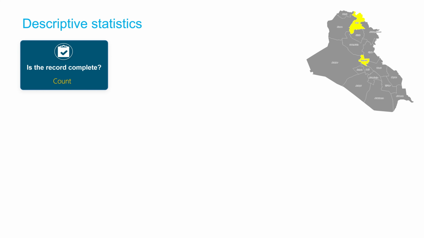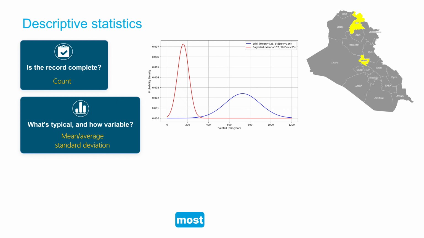To describe the datasets, there are some typical descriptive statistics which tell you a lot about the data. First, investigate if the record is complete. The count tells you how many observations you actually have. Gaps, particularly if they occur in specific periods, mean any comparison across groups could be reflecting missing data and not a real pattern. The most standard descriptive statistics include mean or average and standard deviation.